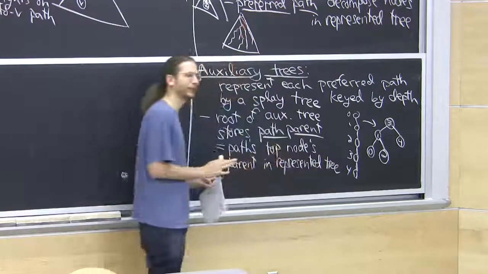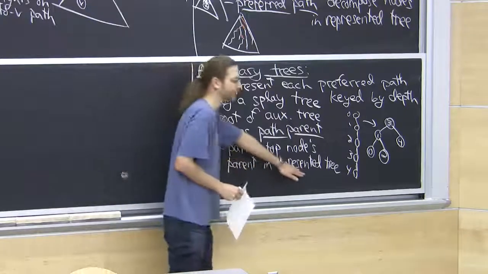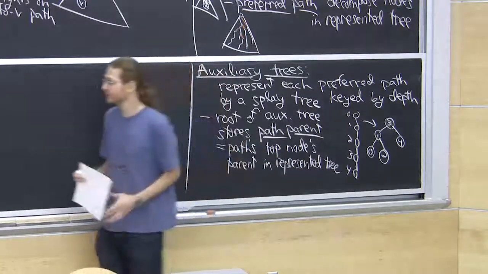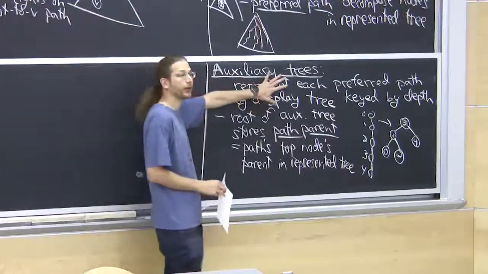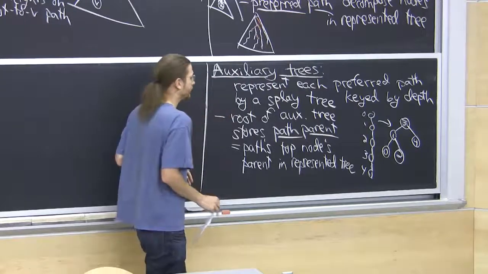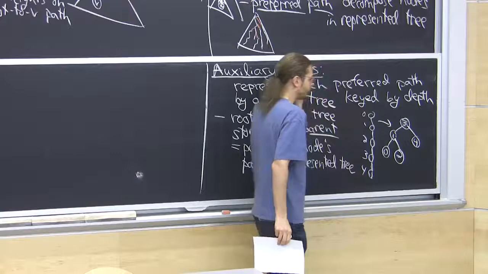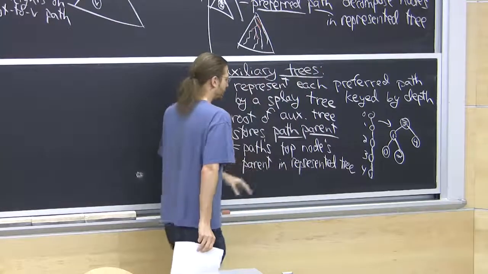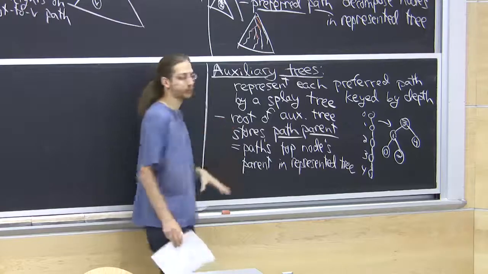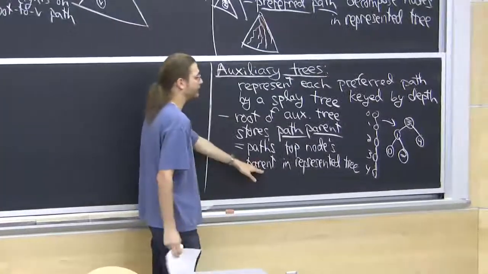Okay, very soon it's going to get confusing, and I'm going to always make it explicit. Am I talking about the represented tree, the thing we're trying to represent, or am I talking about auxiliary trees? Because the notion of parent is different in the two. So in an auxiliary tree, parent is just whatever happens to be stored in the splay tree. When you do splay operations, you care about those parents. When you're thinking about the tree you're trying to represent, you care about parents in the represented tree.